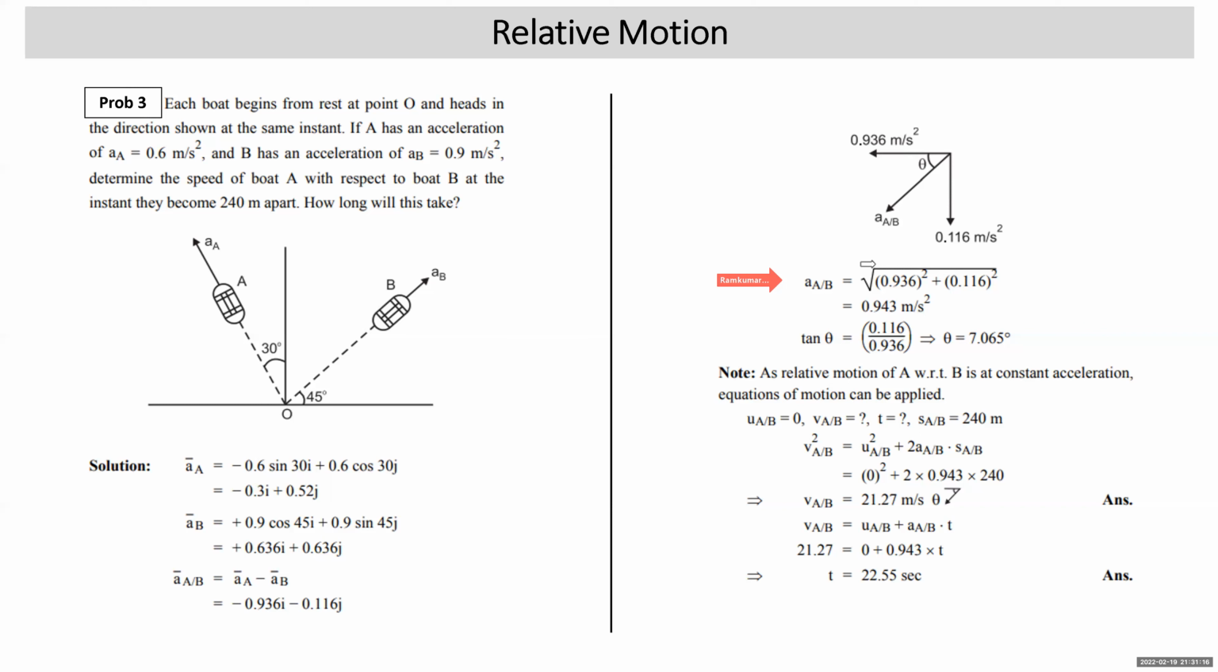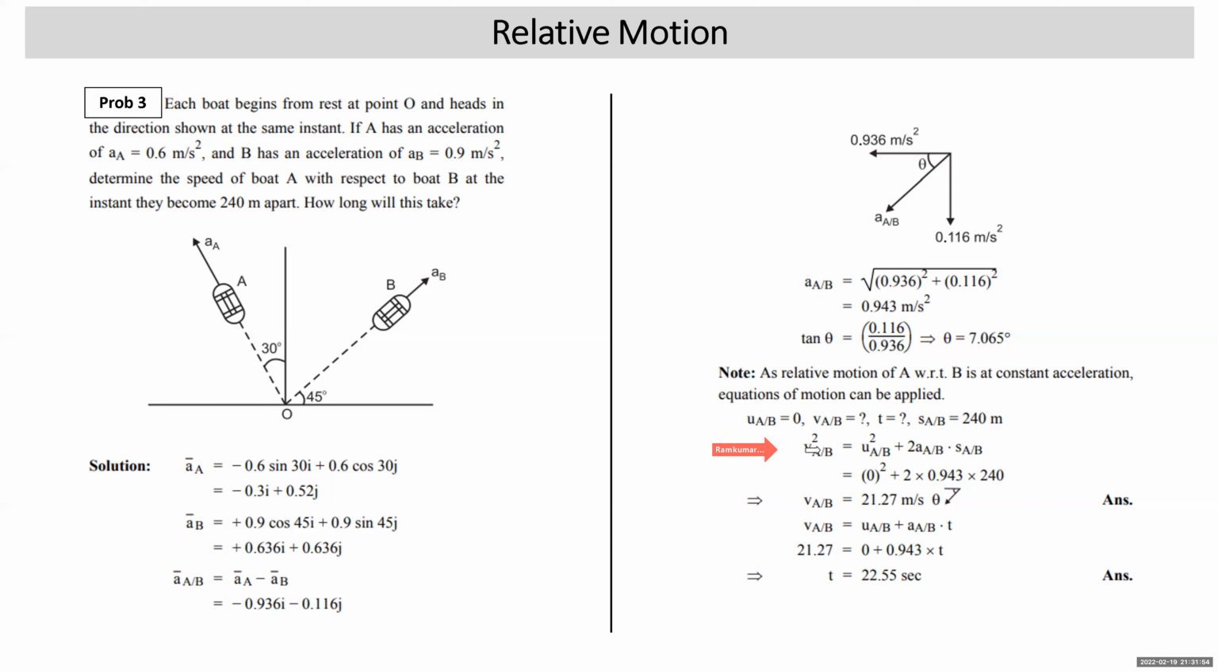As relative motion of A with respect to B is at constant acceleration, equations of motion can be applied. See that UAB will be 0. Initial velocity of A with respect to B is 0. You want to find velocity of A with respect to B when the two boats are 240 meter apart. That means displacement of A with respect to B is given to you as 240 meter. What time these two boats take to reach this relative displacement, and what is their velocity at that instant? So first we write v square is equal to u square plus 2as. But we are applying relative motion, so all terms are A with respect to B.